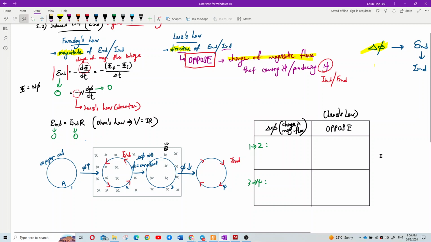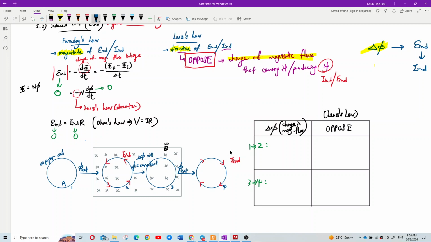Two situations. From 1 to 2, what is the change of magnetic flux? Maybe I should put the external flux like this. This is the external flux.